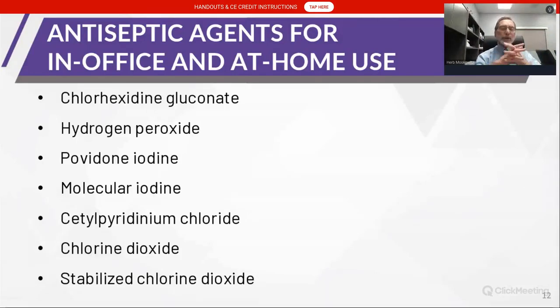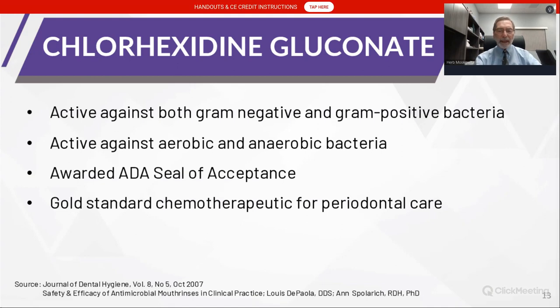Okay, so what kind of rinses do we have? Well, some of the common antiseptic rinses used in your offices could be chlorhexidine gluconate, hydrogen peroxide, povidone iodine, molecular iodine, cetylpyridinium chloride, chlorine dioxide, or stabilized chlorine dioxide. And we'll spend a little bit of time on chlorhexidine gluconate because it's so widely used in dental practices and it's been around for so long. And it's been around for so long for good reason.